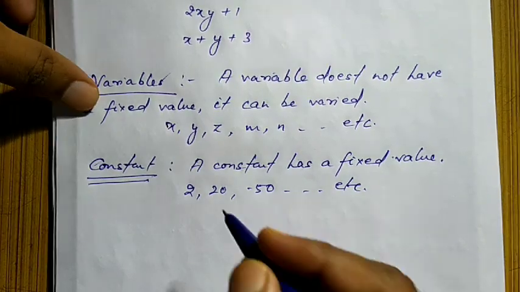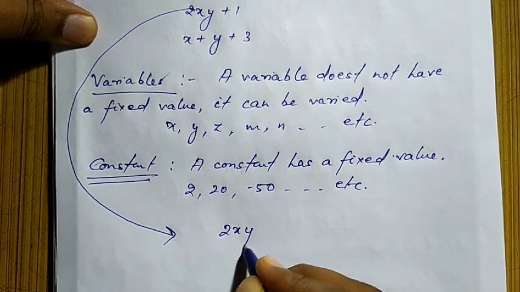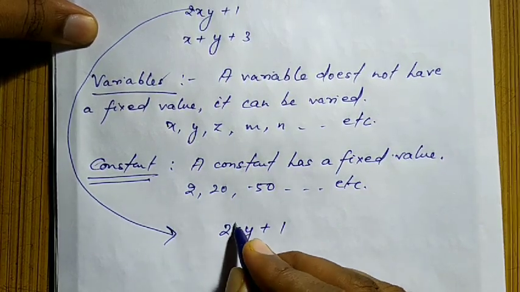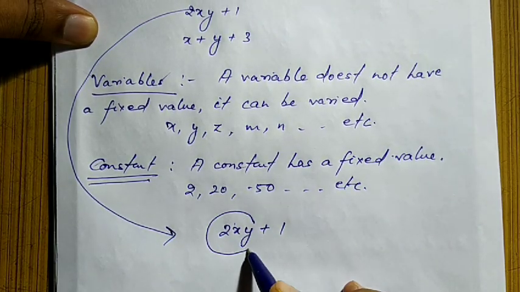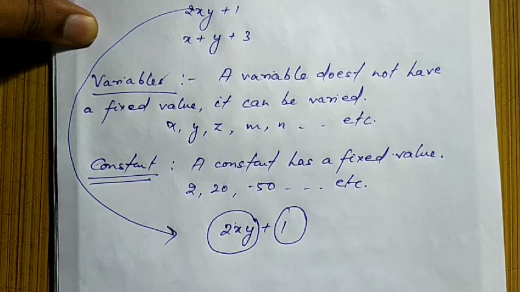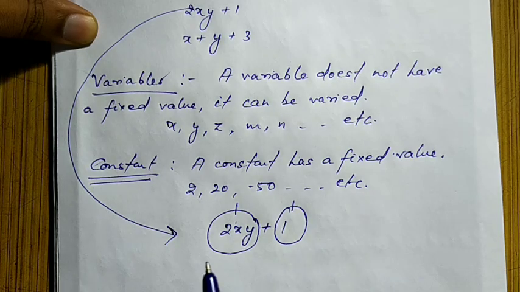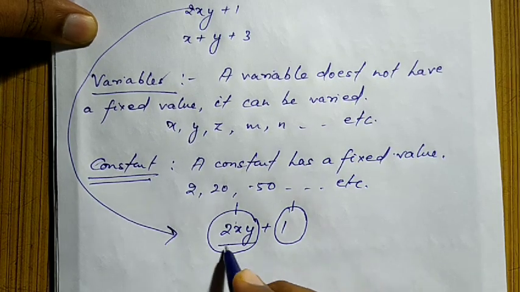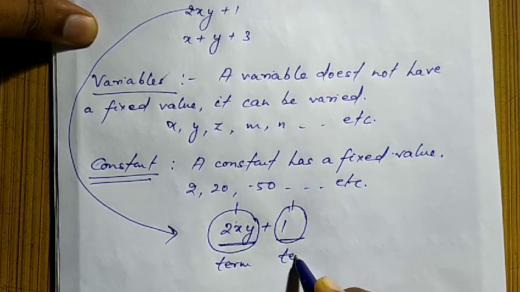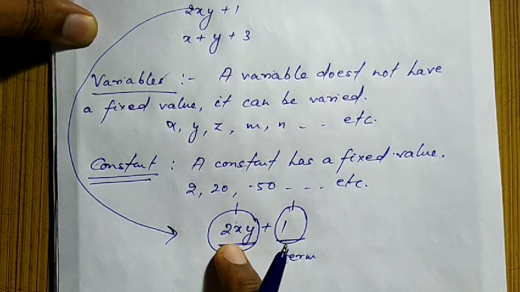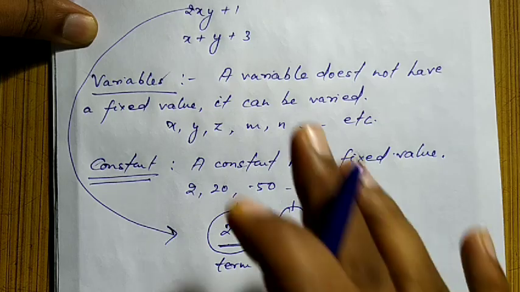Now suppose I take the same example. Suppose 2xy plus 1. Okay, x and y are variables. Now this whole is called a term. You can say that this is the first term and this is the second term. So how many terms are in this algebraic expression? You can say that there are two terms.